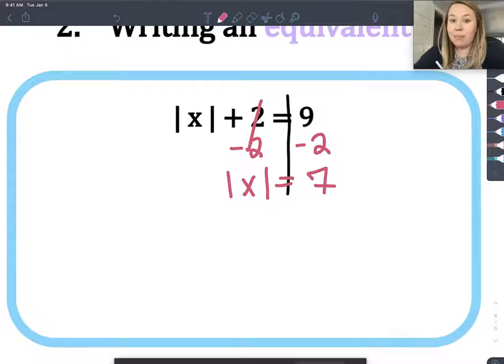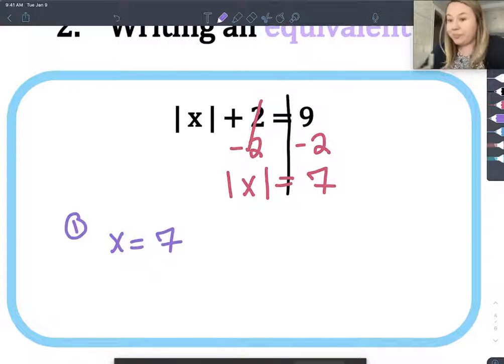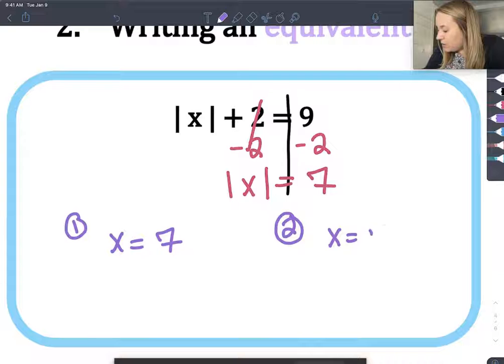Now, the second step is to write equivalent pairs. So what that means is we are going to write two equations, one for positive 7 and one for negative 7. Because if you think about it, 7 and -7 are the same distance away from 0. So we have to look at the positive and the negative. So my first equation is just going to be x is equal to 7. Notice we don't actually have to solve anymore. We already have one of our answers. And then the second one here is going to be x is equal to -7.